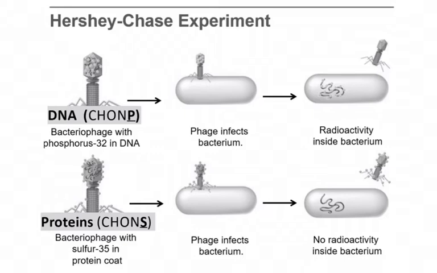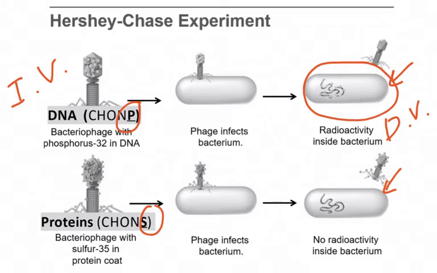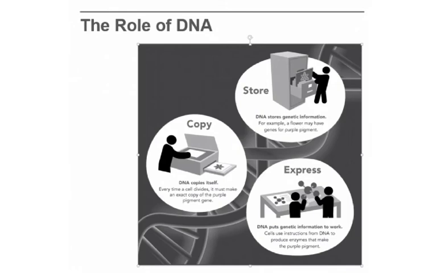So here we can establish our independent variable as the radioactive label being used, whether it's phosphorus or sulfur. And then over here at the far end, we can see that the dependent variable is whether or not there is radioactivity inside the bacterium. And lo and behold, there's only radioactivity inside the bacterial cell in which they labeled phosphorus, which proves that, in fact, DNA is the genetic material. So we'll wrap up this lesson here.